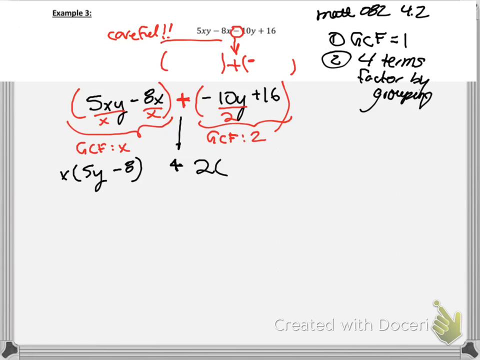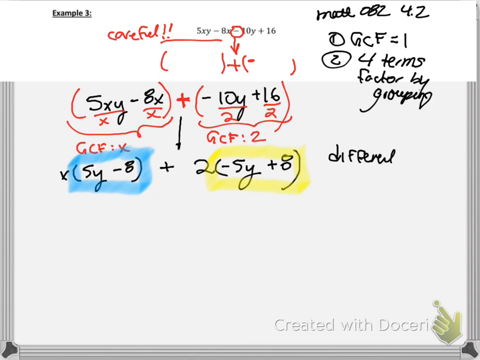10y divided by 2 is negative 5y, and 16 divided by 2 is positive 8. This looks a little weird, let me fix it. Now you might notice we have a bit of a problem here, because this 5y minus 8 is sadly not quite the same as negative 5y plus 8. They are different. Since they're not the same, I cannot yet factor them out.